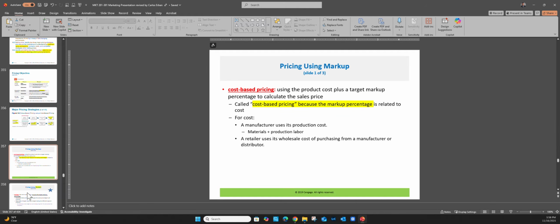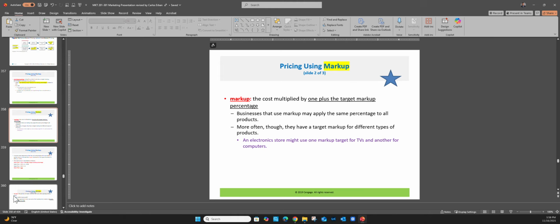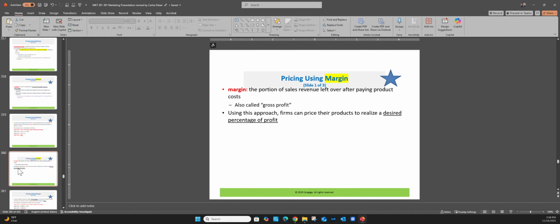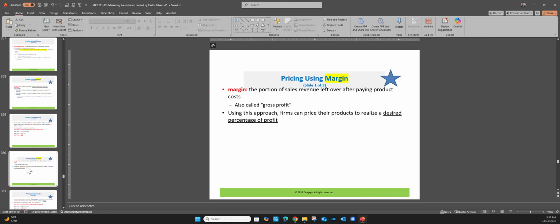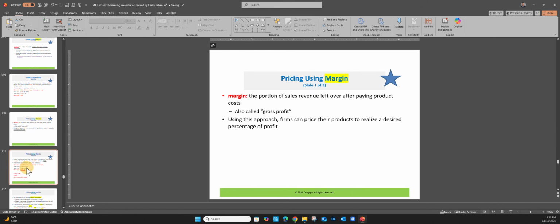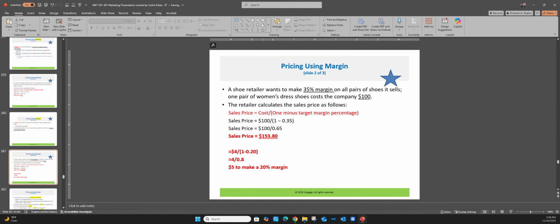So you have cost-based pricing where you usually use a markup. And markup is basically this formula where if your target is to have a 40% markup, so you have a $10 wine, 10 times 1.4, so 40% is $14. And then you have margin. Margin is based on the gross margin, how much you want to make for that product. And that one, the formula is a little more complicated. So it's your cost divided by 1 minus the margin. So if your margin is 35%, then you want your sales price to be 100 divided by 1 minus 0.35, 0.65, and there is your margin.